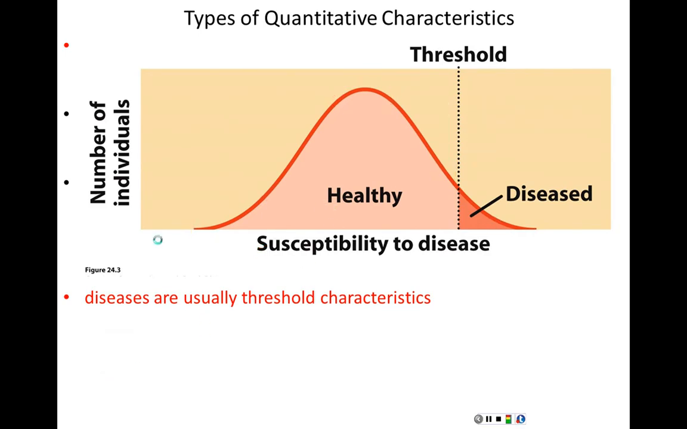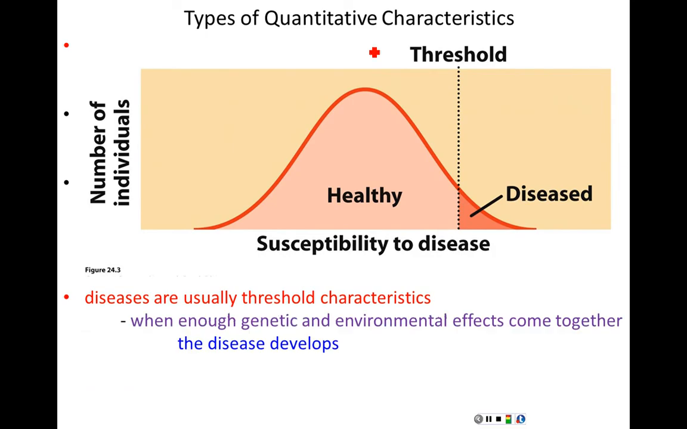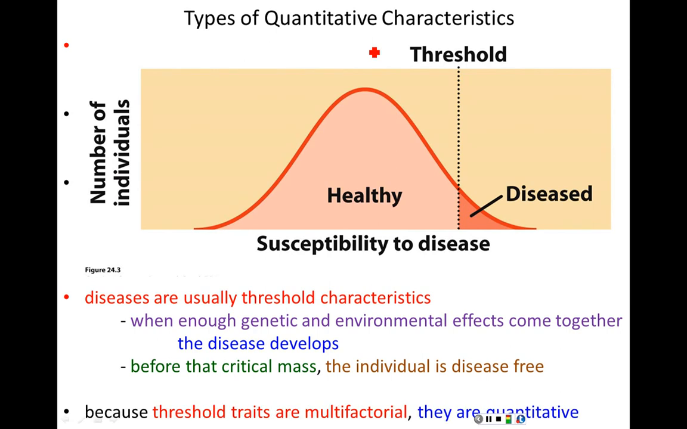So threshold characteristics are most assuredly quantitative, but they appear to the outside observer as qualitative because of their two states. For these types of traits, when enough genetic and environmental effects come together in the right configuration, the disease develops. But before that critical mass, before that threshold, the individual is disease-free. And all disease-free individuals look the same phenotypically, despite their differences on that continuum. Because threshold traits are multifactorial, and they are usually governed by many different genes, they are quantitative, most definitely.